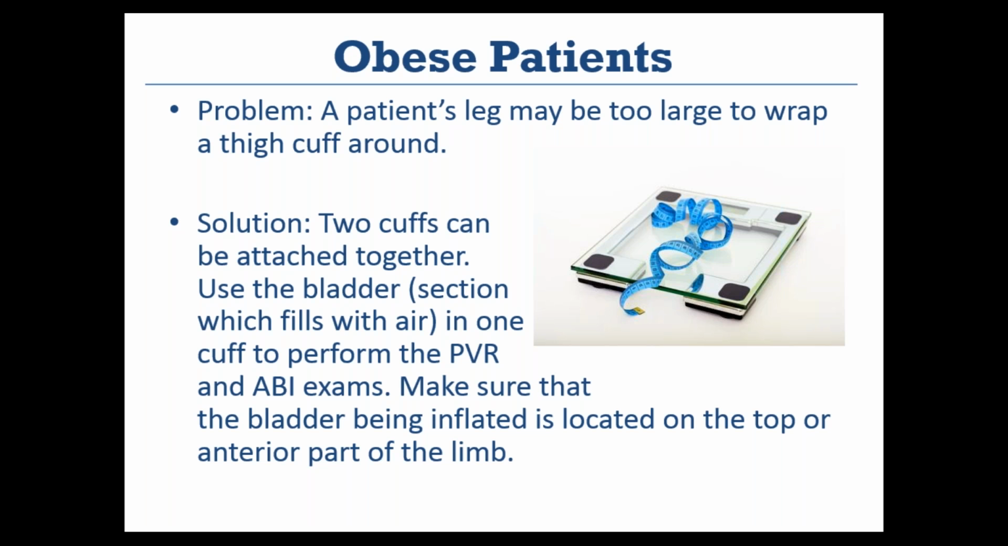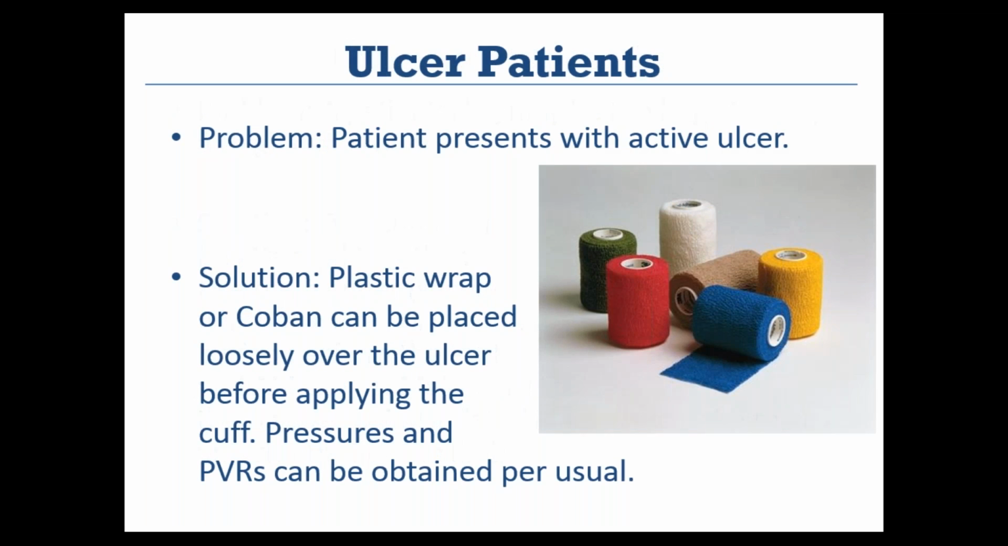What you can do, however, is attach two cuffs. So using the example that I had a moment ago, if you're unable to fit the calf and arm cuff around the patient's leg, you can simply Velcro two calf and arm cuffs together and wrap that as one large cuff around the patient's calf. When you do that, make sure the bladder that's hooked up to the air pressure hose is located on top or the anterior part of the patient's limb.